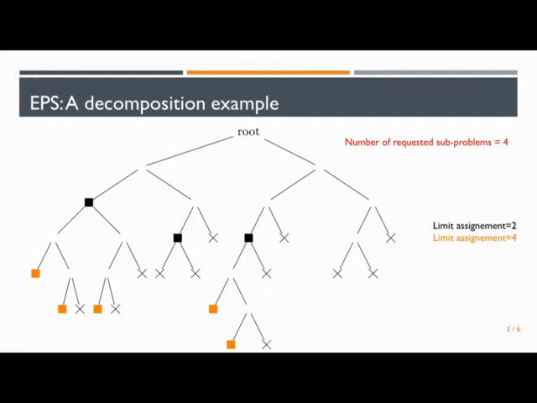In the example, it's trying to obtain P equal 4 subproblems. The assignment limit is defined by the maximum number of left branches from a node to the root. It is first set to 2 and generates 3 subproblems. Since it wants more than 3, it increases the limit to 4 and gets 5, which is greater than P. The decomposition step is over.